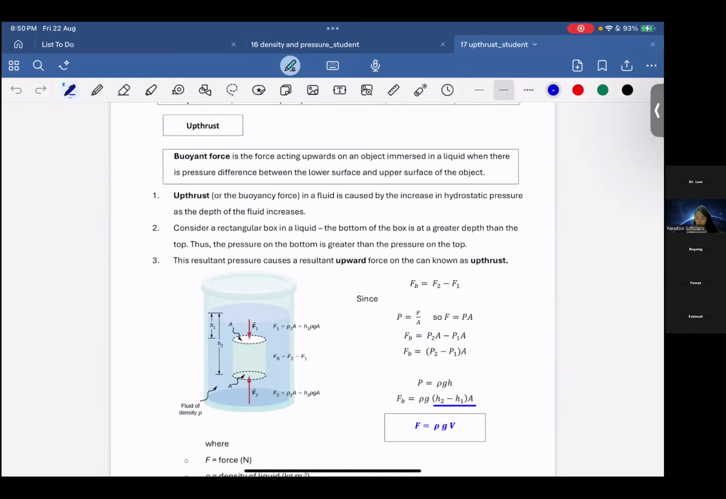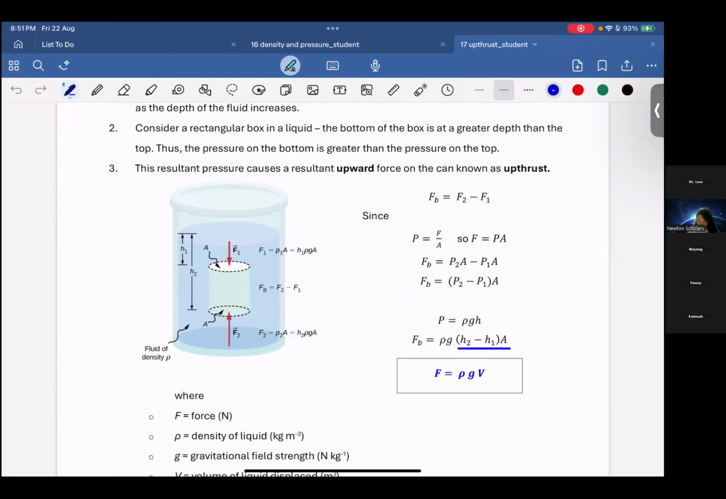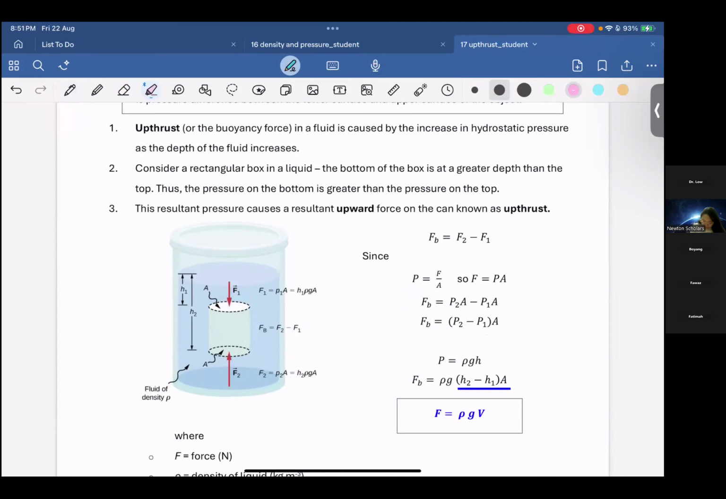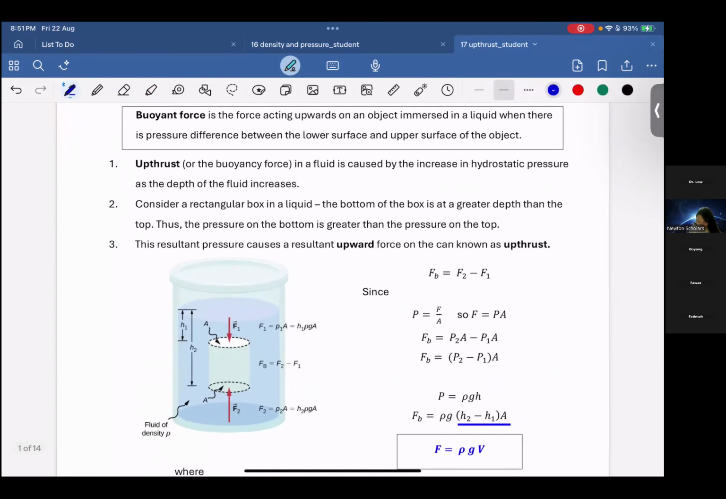Upthrust. Actually, it's related with pressure also. Why we got upthrust is because there is a pressure difference. At the bottom part, we have a higher force. Upthrust is another name called buoyant force. Buoyant force, or upthrust, is caused by the hydrostatic pressure as the depth increases. Because depth increases, pressure increases, so we will create an upthrust.